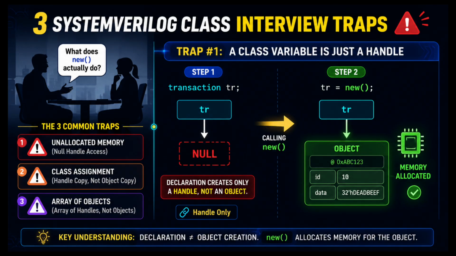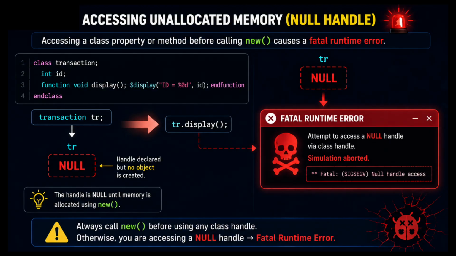Let's talk about very common interview traps in SystemVerilog classes. And trust me, almost everyone falls into these at the beginning. First trap, accessing unallocated memory. In SystemVerilog, when you declare a class variable, you are only creating a handle, not the object itself. No memory is allocated at this stage. If you try to access a class property or method before calling new, the handle is null, and accessing a null handle causes a fatal runtime error. This is why interviewers always ask, what does new actually do? The answer is, new allocates memory for the object.